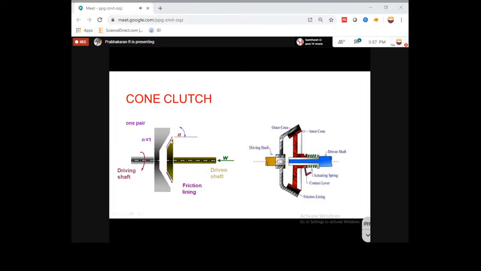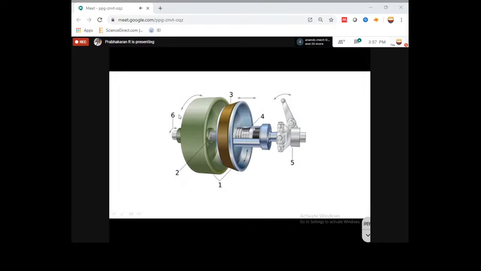Here I want to consider alpha, that is the angle. If alpha is there, I want to solve the horizontal and vertical components whenever solving for the load. So this is W, the axial and normal load.